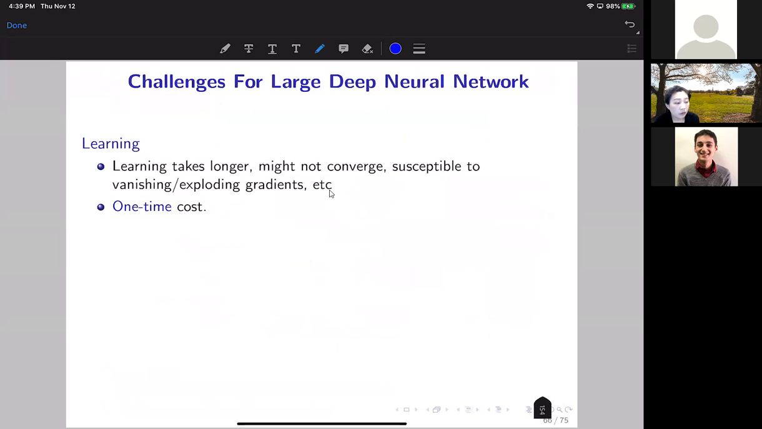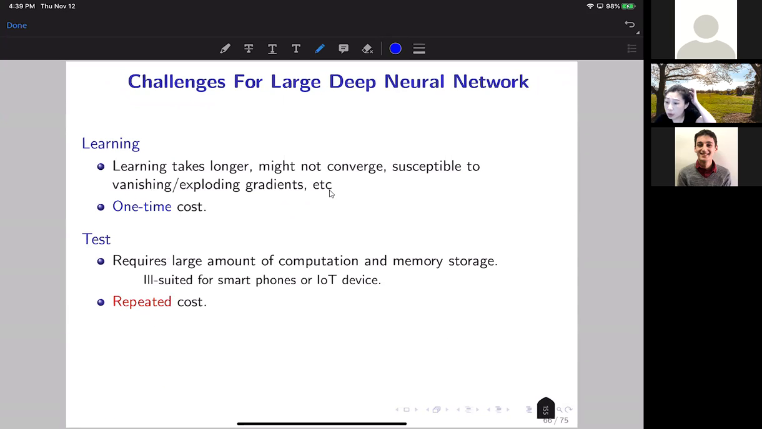So basically the challenge for these large networks in learning is, okay, it's just a one-time cost, right? You can have a gigantic GPU cluster to learn your neural nets. It takes longer, but that's fine. It's a one-time cost. But more importantly is during test, because you have this repeated unseen data coming. So you have the cost every time you're doing a prediction. So it's a repeated cost. And it requires a large amount of computation and memory storage if your network is really large.